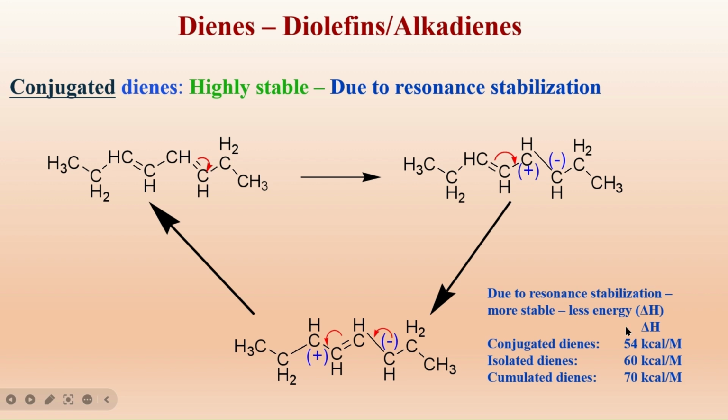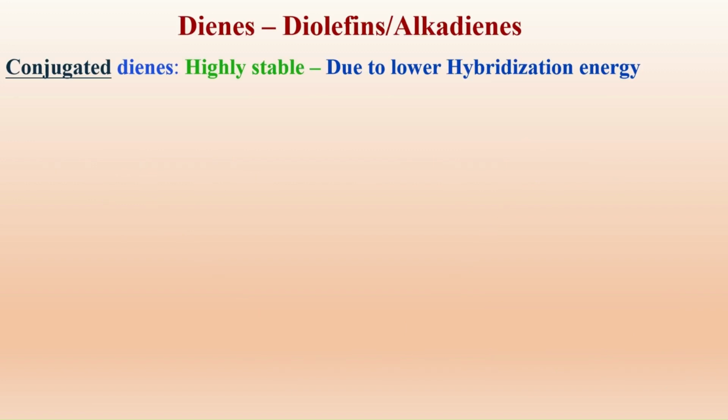They have lesser energy. In the case of conjugated dienes, delta H is found to be 54 kilocalories per mole, whereas in the case of isolated dienes, it is around 60 kilocalories per mole. And cumulated dienes, where two double bonds are attached to the same carbon, have 70 kilocalories per mole. Let us look into the other factor, that is the lower hybridization energy.